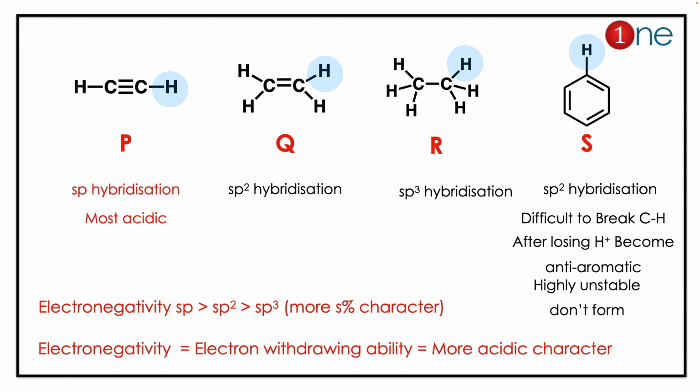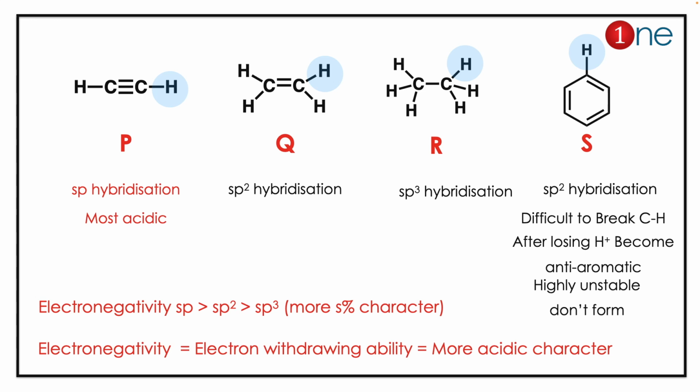Here the answer lies in the hybridization, in which benzene is a special case. The hybridization is sp, sp2, sp3: triple bond is sp, double bond is sp2, single bond is sp3. The more the s character of the hybridization, the more the electronegativity, and the more the acidity. So sp has more electronegativity than sp2, then sp3. The electronegativity is nothing but electron withdrawing ability, electron pulling power, which will increase the acidic character of the compound. So P is more acidic when compared to all.